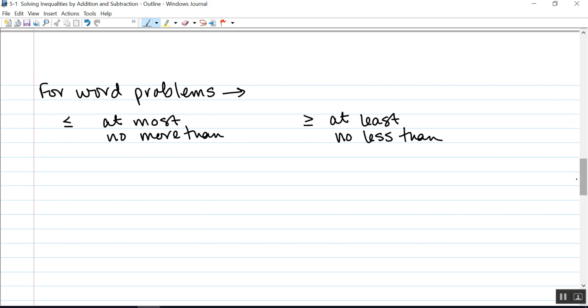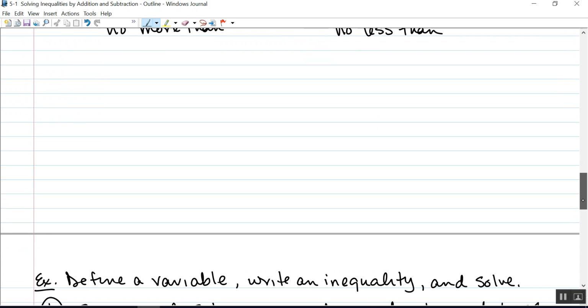Now for word problems involving inequalities, it can be a little confusing. It's a less than or equal to if it's using the words at most or no more than. And that seems kind of opposite. You're using a less than, but then you're using words like most and more. And it's a greater than or equal to if you're using the words at least or no less than. So greater than, and we're using words that sound less. So it's kind of opposite for inequalities.